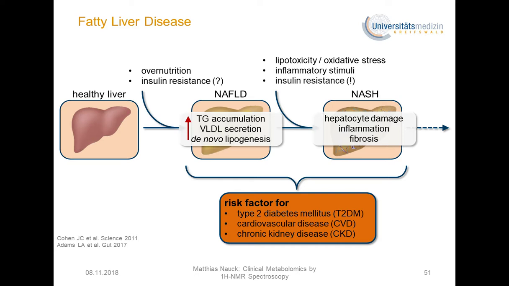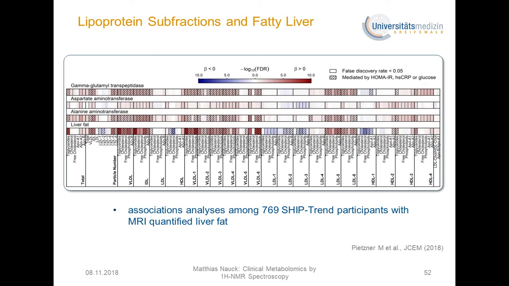In such a situation, in general, we have more cases with type 2 diabetes mellitus, more cases with cardiovascular disease, and more cases with chronic kidney disease. So we see that the liver is a very important organ. And when we look in such situations in detail into the lipoprotein subfractions in relation to fatty liver disease, we performed this in studies of patients of our SHIP-Trend study, where we applied whole-body MRI, and therefore we were able to quantify the liver fat.